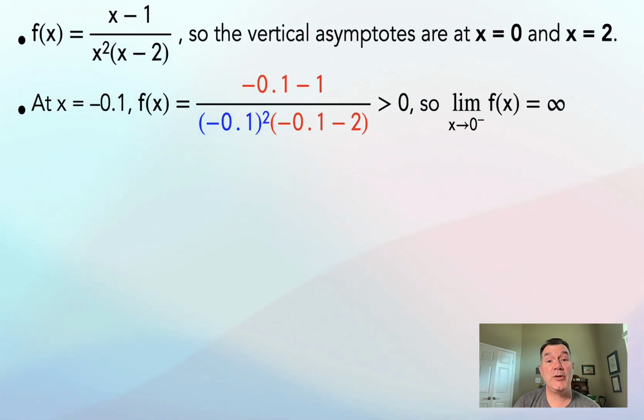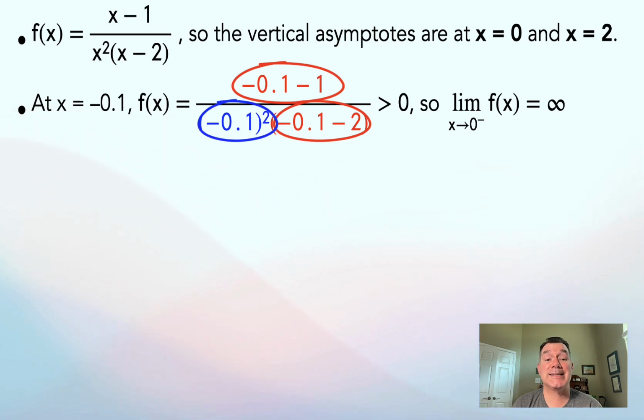I need to figure out whether the function is approaching positive infinity or negative infinity on either side of those asymptotes. So to start, I'm going to be focusing on the vertical asymptote at x equals 0, and I'm going to be looking to the left of it. So I'm just going to be plugging an x value that's slightly less than 0 into my function. I'm plugging it into the factored version. When I do that, I get some parts that are positive and some parts that are negative. I'm putting the negative parts in red and the positive parts in blue so that I can easily figure out what the sign of the result is, and whether it's approaching positive infinity or negative infinity.